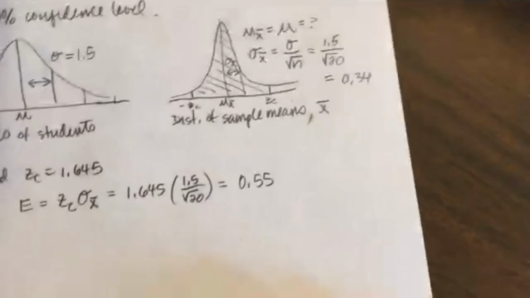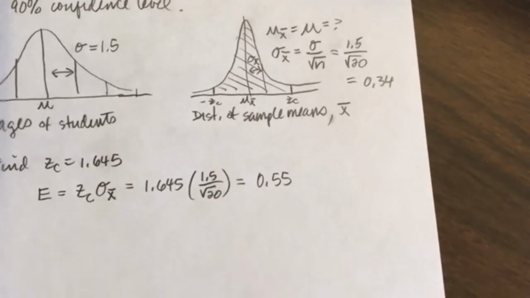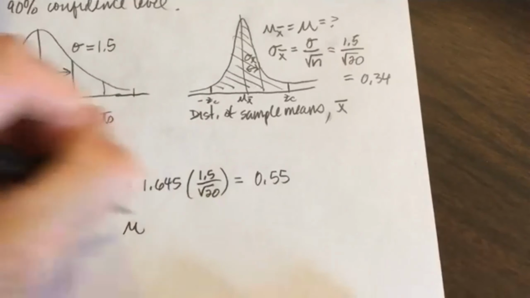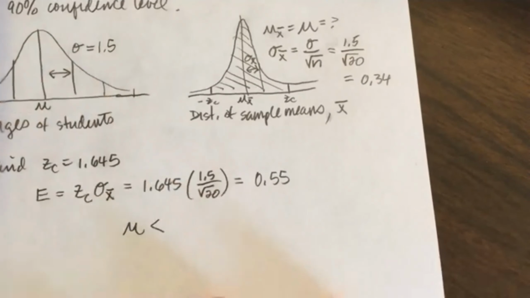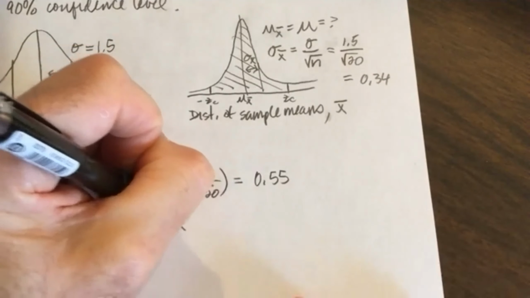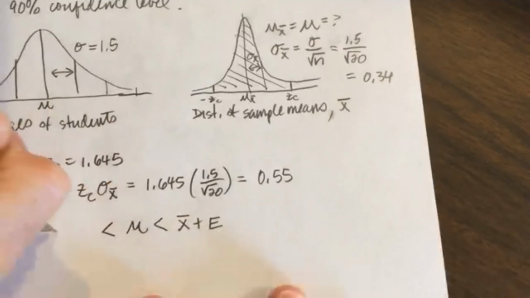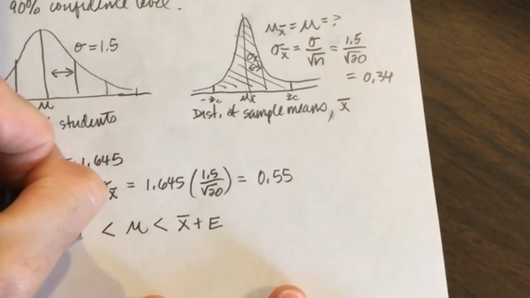Okay. So what that's telling me is that if I go up a half a year, a little over a half a year, and down a little over half a year, that would be a 90% confidence interval for my estimate. In other words, the true mean is going to be a little less than our estimate plus the margin of error, and bigger than our estimate minus the margin of error.